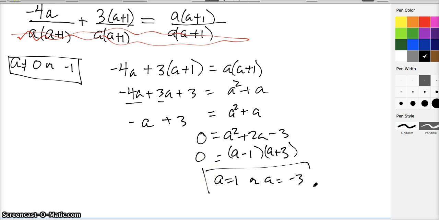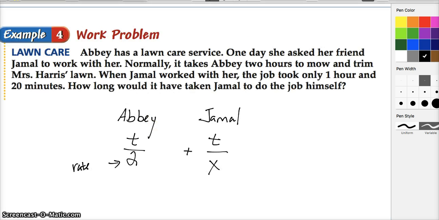And again, since we have no contradiction with our earlier restriction, we know that this is an okay answer. Again, you can plug it back in and check if you'd like. Not a problem at all. Let's go on to another example. So I'm getting ahead of myself.